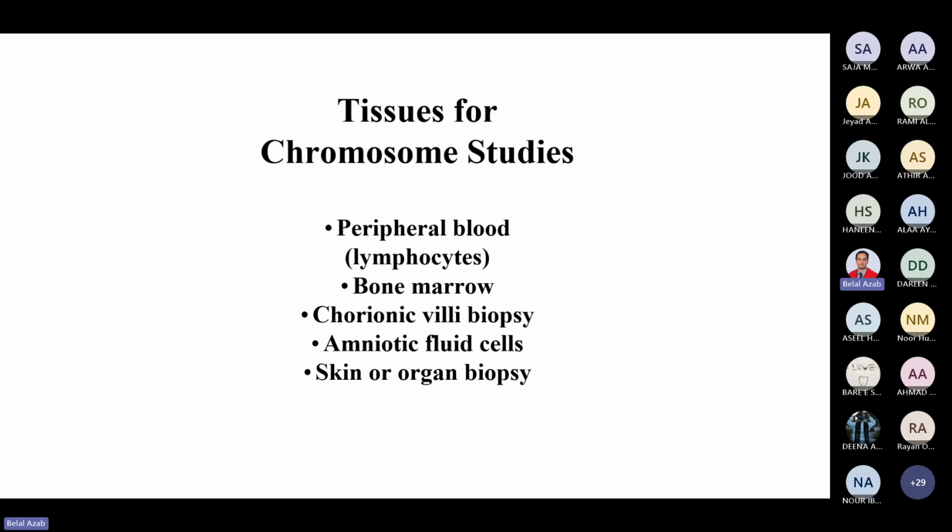Okay, so let me ask you a question here. Why lymphocytes? Why, for example, not erythrocytes? Can someone try to answer? Why, when we do a chromosomal study, do we look at the chromosomes in lymphocytes and not in red blood cells?